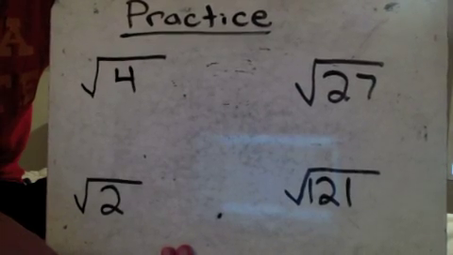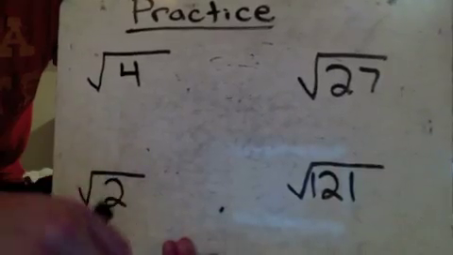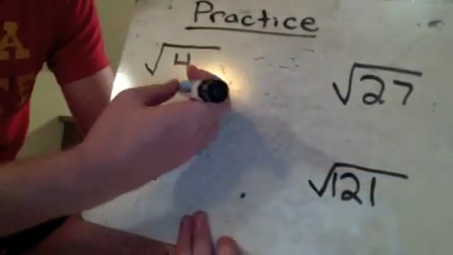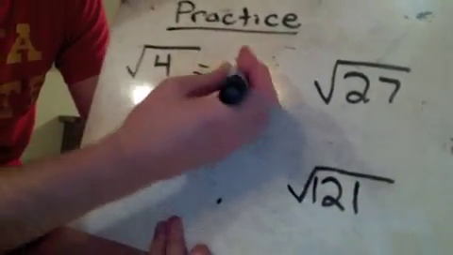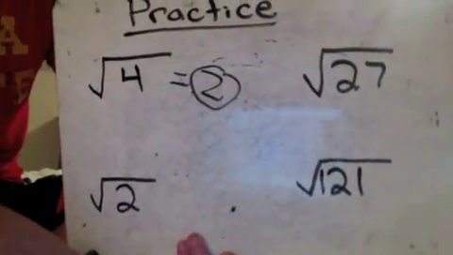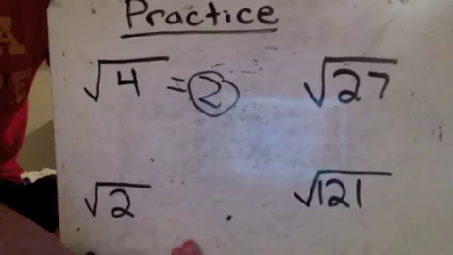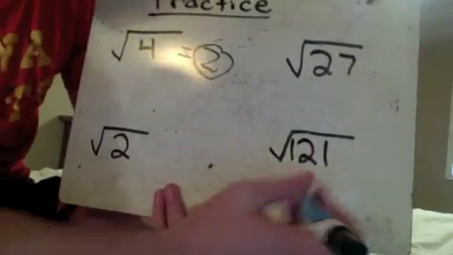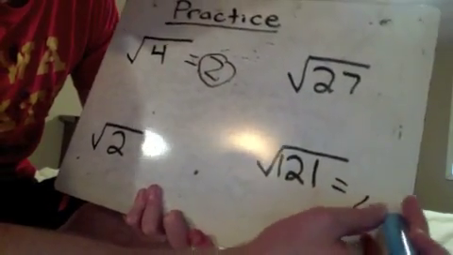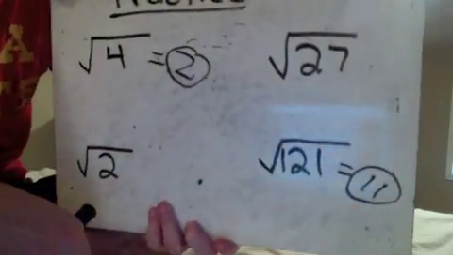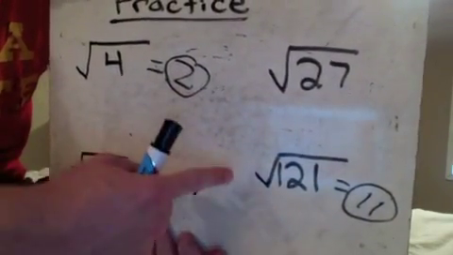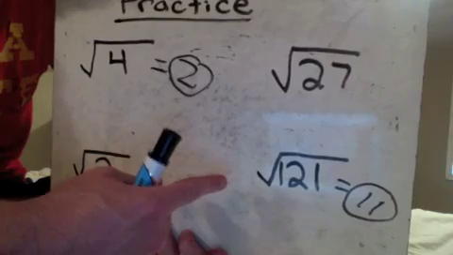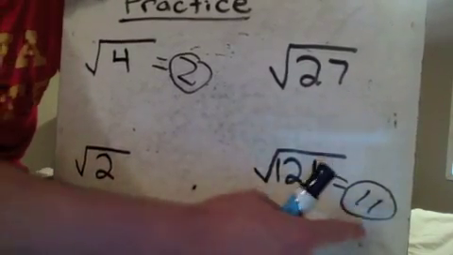Alright, let's see how you did here. I'm going to start with the ones that do come out perfectly. The answer to the square root of 4 is 2, because 2 times 2 is 4. 2 squared is 4. This is the other perfect one. 11 times 11 is 121. 11 squared is 121. So the square root of 121 is 11.